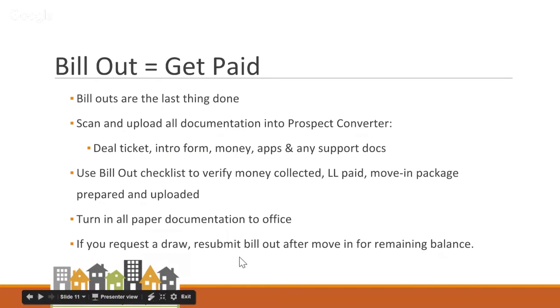Okay, so back to the presentation. If you request a draw and you get paid on it, to get the balance of the funds owed to you, you just need to take that original bill out form. We'll give you a copy of that back if it's a draw, and resubmit it upon move-in. That's all you need to do to get the balance of that draw paid out to you.